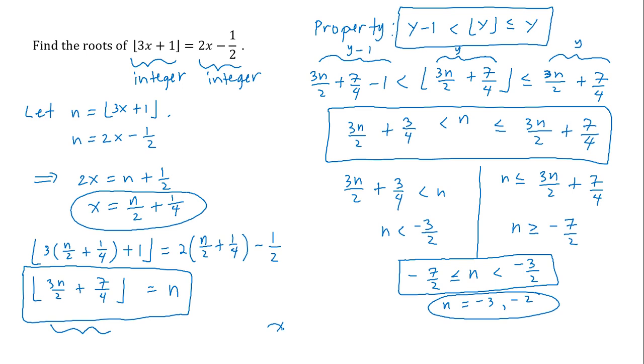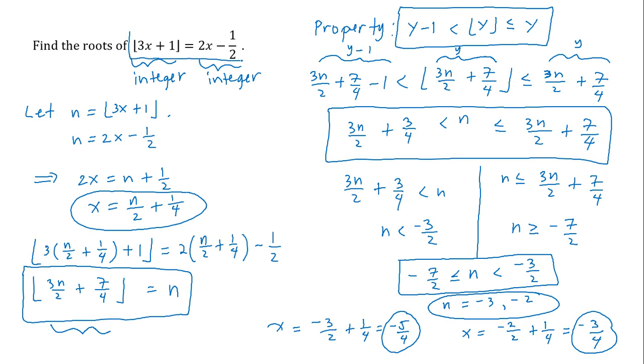So now we have x equals negative 3 over 2 plus 1/4. That is just negative 5 over 4. So this is our first root. Now the second root is x equals negative 2 over 2 plus 1/4, which is equal to negative 3 over 4. You can easily check that these two values of x satisfy the given floor equation.